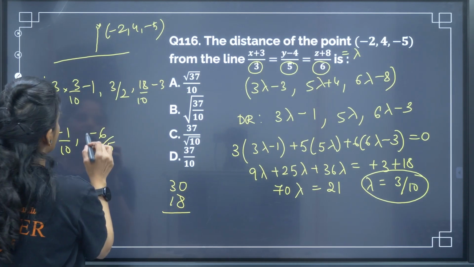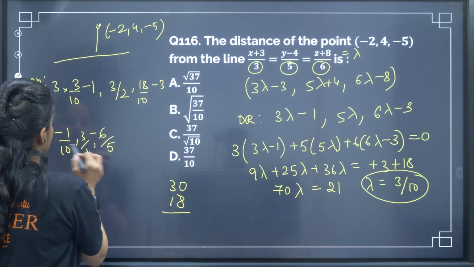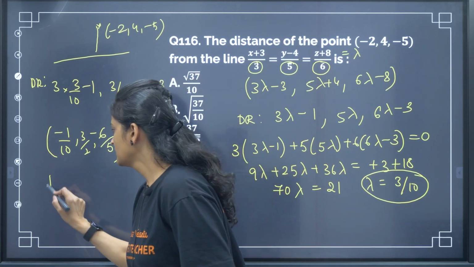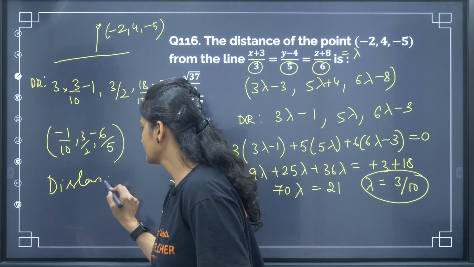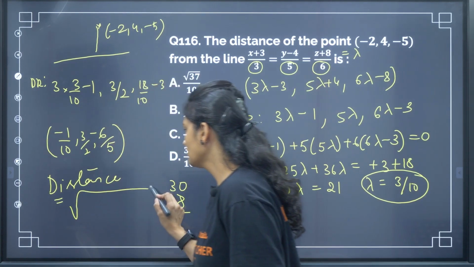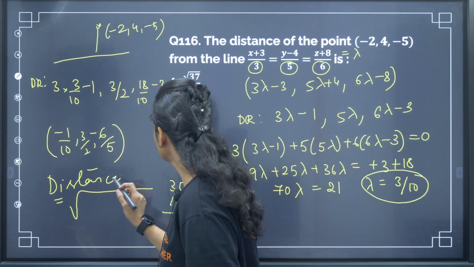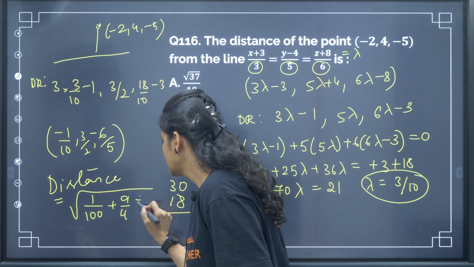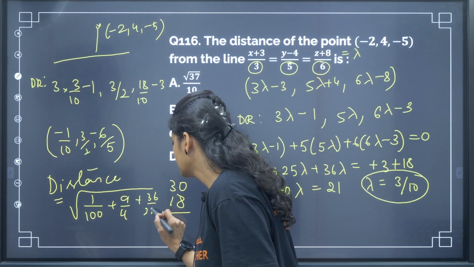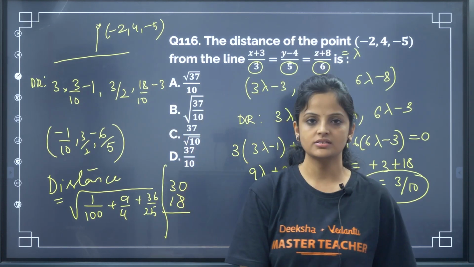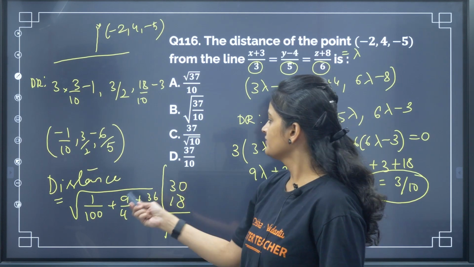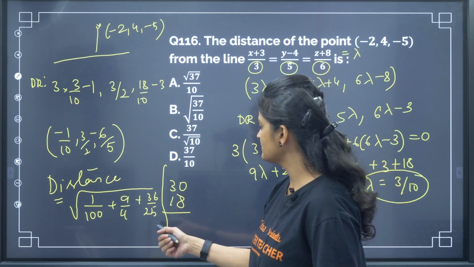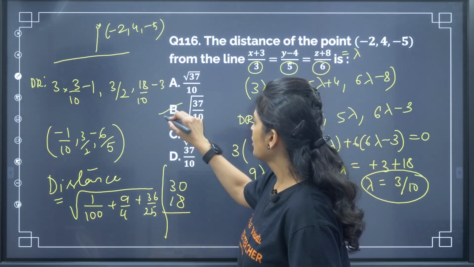In between I have one value, 3 by 2. So these are the values we are getting, and get the distance from this. So distance will be... Check your answer, everyone should get 1 by 100, 9 by 4, 36 by 25. Okay, check your answers, see which option gives you this, and simplifying this value will give you option B.